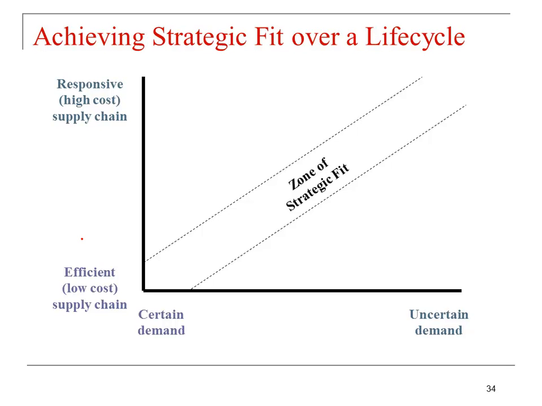So we want to be able to design a supply chain strategy that will allow us to be within this line. So we have a certain demand, be able to produce efficiently with low cost, but we have a certain demand, be able to be responsive, and that would imply that we'll have a higher cost.